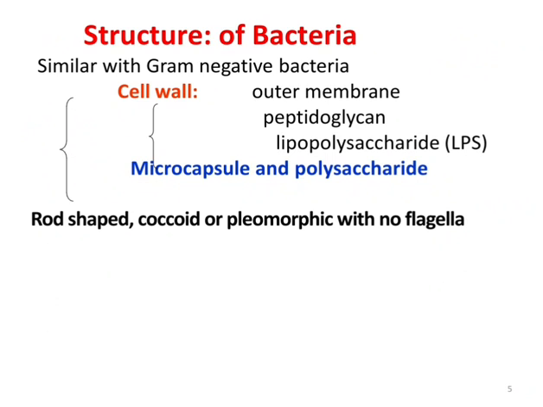The structure of these Rickettsiae is similar to gram-negative bacteria. The cell wall is also made up of an outer membrane and the presence of peptidoglycan, and also contains lipopolysaccharide as the microcapsule and polysaccharide coverings. These are rod-shaped, coccoid or pleomorphic with no flagella. Pleomorphic means these are structurally or basically having the features of gram-negative bacteria.